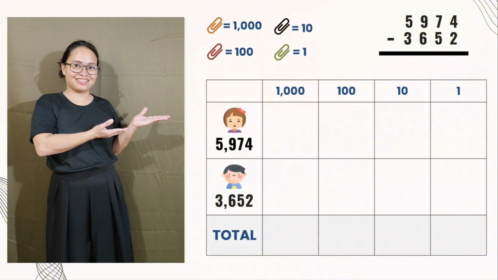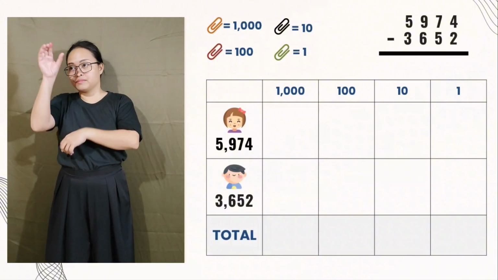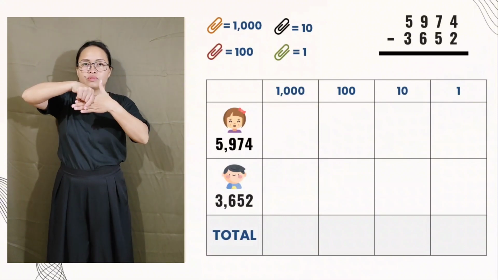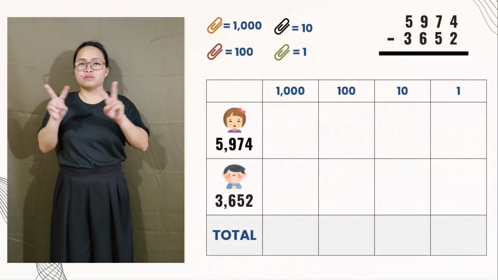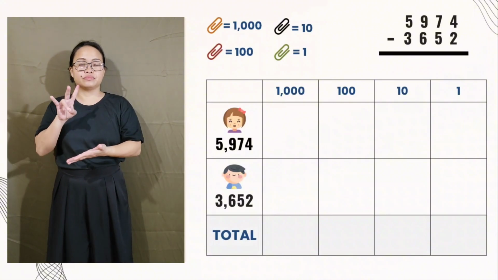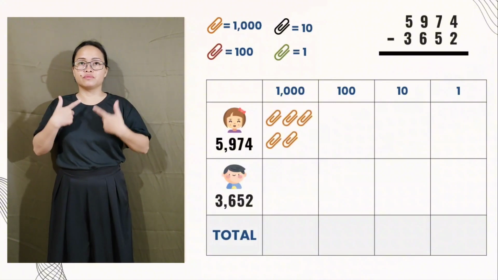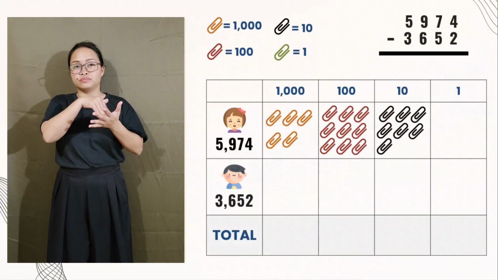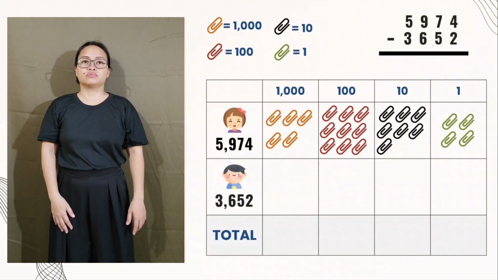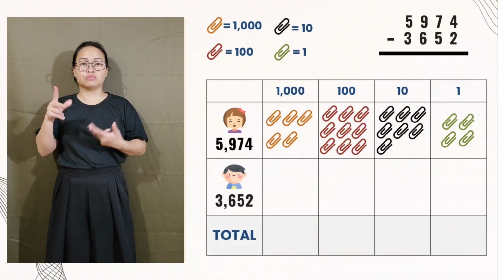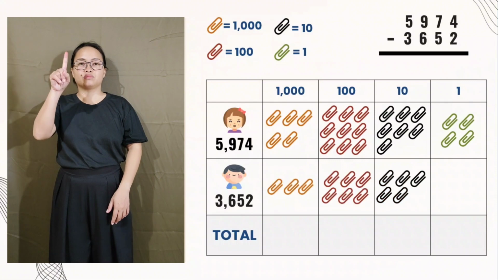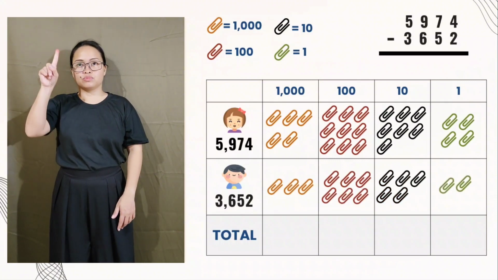Now let's align the digits to their respective places. And we have different colors of paper clips to represent the place value of digits. So 5,974 has 5 thousands, 9 hundreds, 7 tens, and 4 ones. On the other hand, 3,652 has 3 thousands, 6 hundreds, 5 tens, and 2 ones.